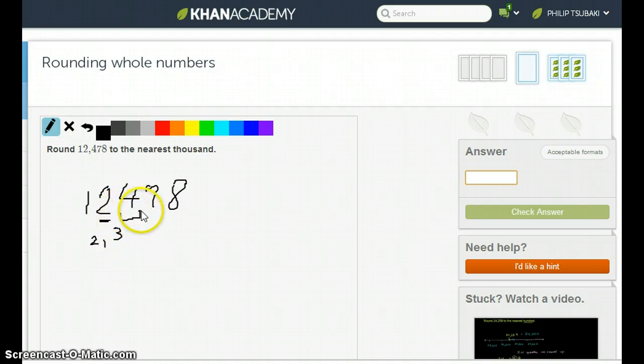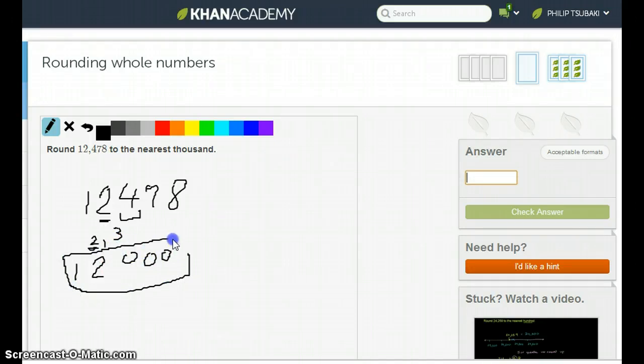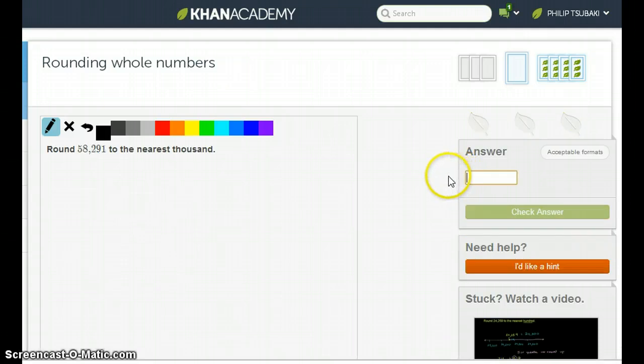Is the 4 less than 5 or is it 5 or higher? It's less than 5, so that means we're going to choose 2. So the left number is going to stay the same. This one's going to stay 2, and then the rest of it's going to be 0. So the answer is 12,000.